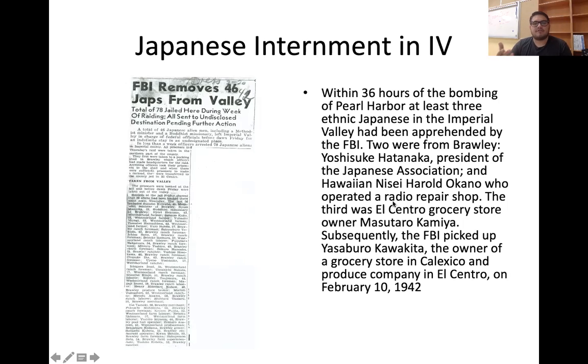So this is just taken from the actual article. Within 36 hours of the bombing of Pearl Harbor, at least 3 ethnic Japanese in the Imperial Valley had been apprehended by the FBI. 2 were from Brawley. And I'm going to go ahead and let you guys read this if you want. I just want to let you know that it was even here in the valley, right?